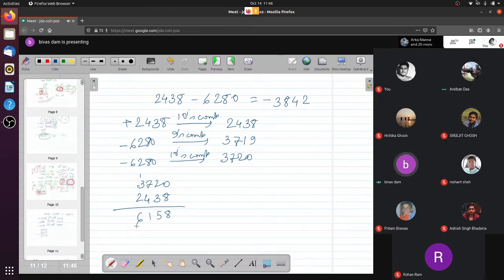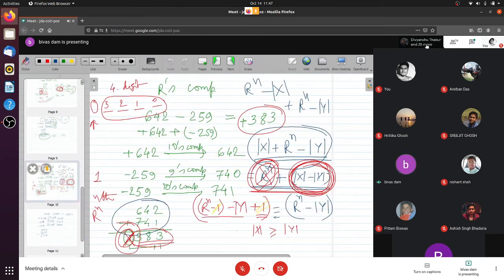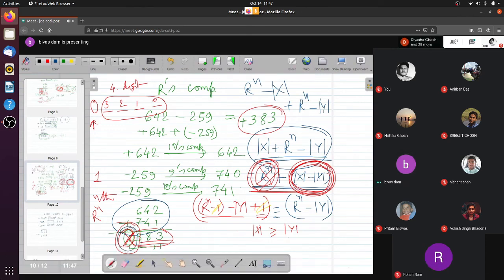So that is giving you some indication that in case there is a carry generated, the result is positive, and the carry should be ignored, just like the previous situation. In case there was a carry, that is indicating that the result is positive.